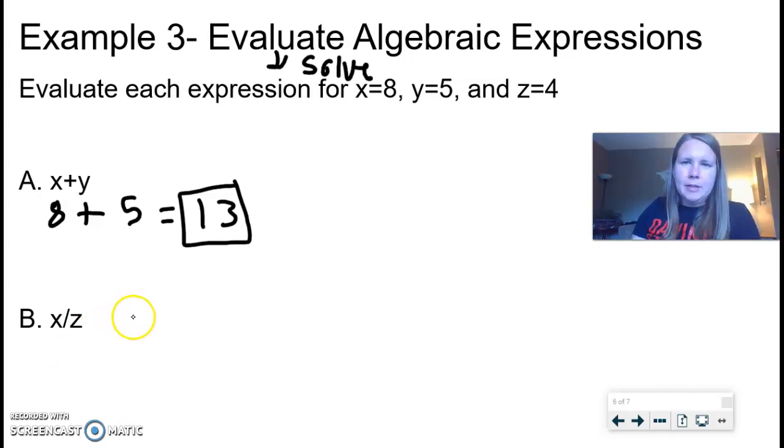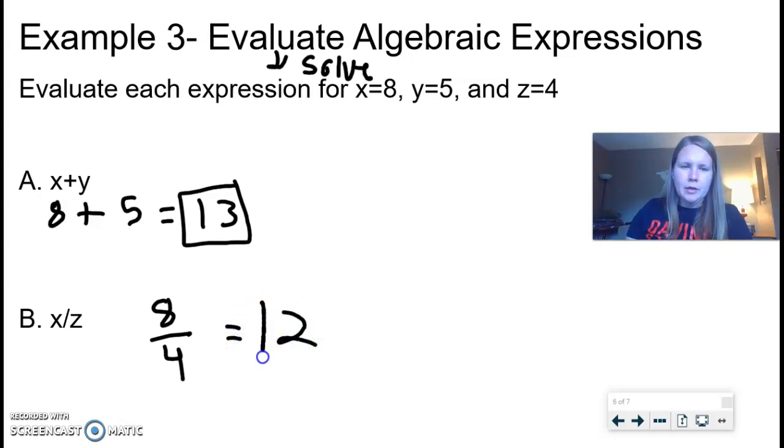B, again, that's going to be a division, so I would rewrite this with 8. I can write it a little easier as a fraction here. It's just hard on the computer. 8 out of z, which is 4. Well, 8 divided by 4 gives me an answer of 2. So again, these ones you're just substituting in those values and finding the solution or evaluating it.